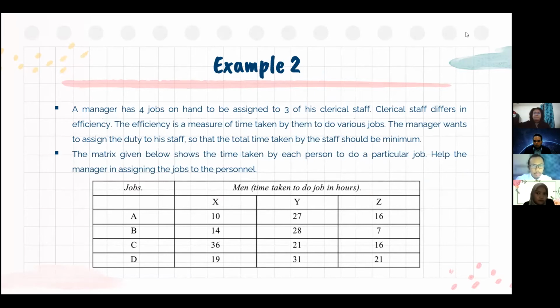For the second example, the question is: the manager has 4 jobs on hand to be assigned to 3 of his clerical staff. Clerical staff differ in efficiency. The efficiency is a measure of time taken by them to do various jobs. The manager wants to assign the duty to his staff so that the total time taken by staff should be minimum. The matrix given below shows the time taken by each person to do a particular job. Help the manager in assigning the jobs to the personnel. So this is the actual job and the man, with time taken to do the job in hours. Next slide, please.